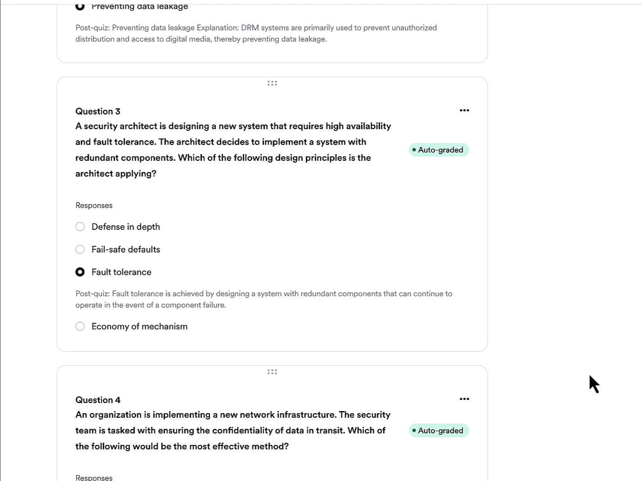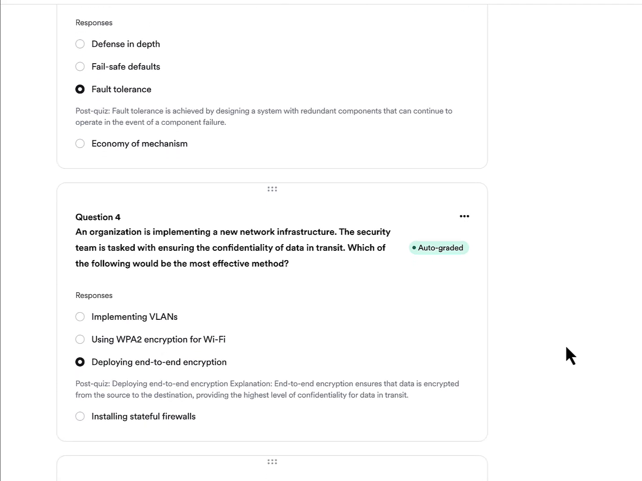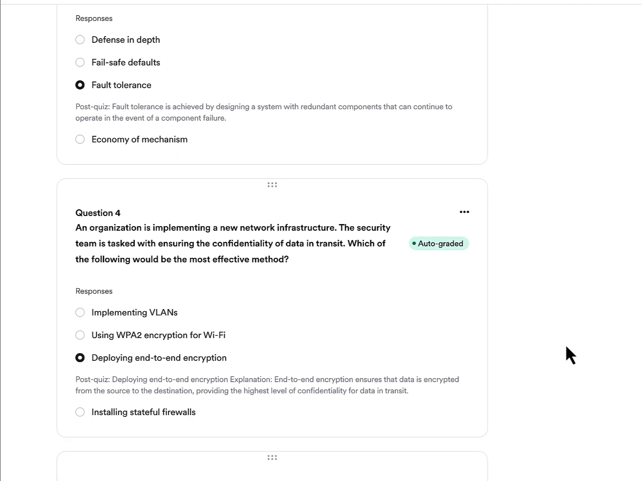Again, so the architect wants to have high availability and fault tolerance. So, what are they applying? And the answer is C, fault tolerance. That would be achieved through a system with redundant components that can continue to operate in the event of one that fails. So what you're dealing with there, obviously, is you have multiple systems and they are tied together. So obviously you're looking for something that is redundant.